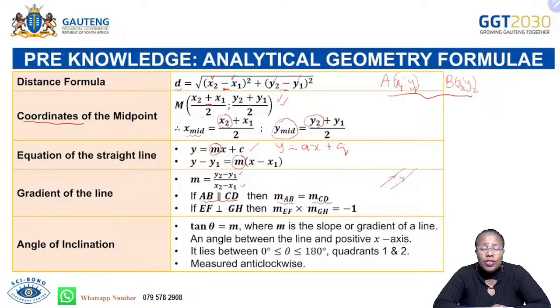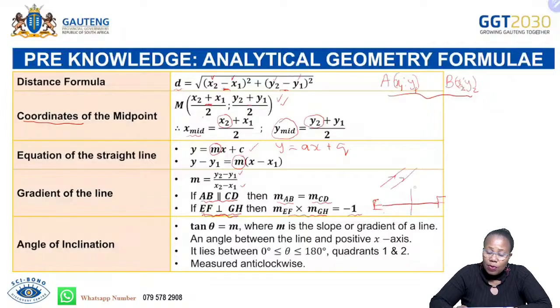Another condition: if line EF is perpendicular to line GH, then the gradient of EF multiplied by the gradient of GH will give you -1. That means the product of the two gradients will be -1. You may have lines like this, with line EF there and line GH there, and they cut each other at 90 degrees. That is what we mean by perpendicular lines, so the product of their gradients will be equal to -1.